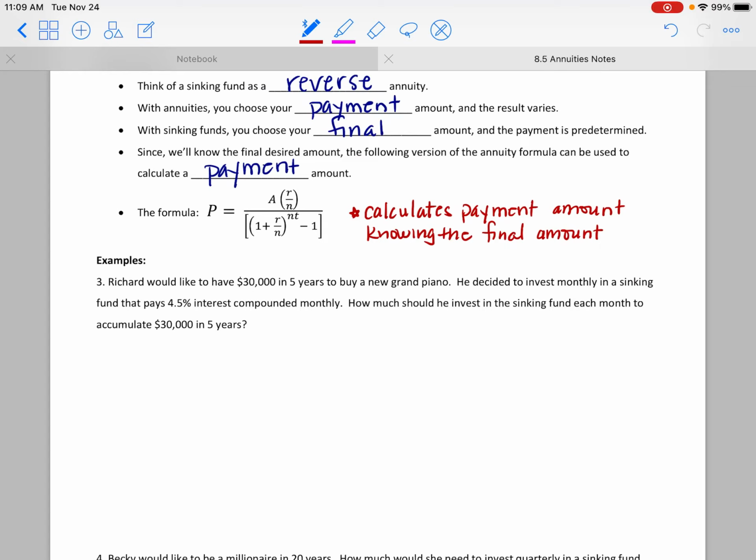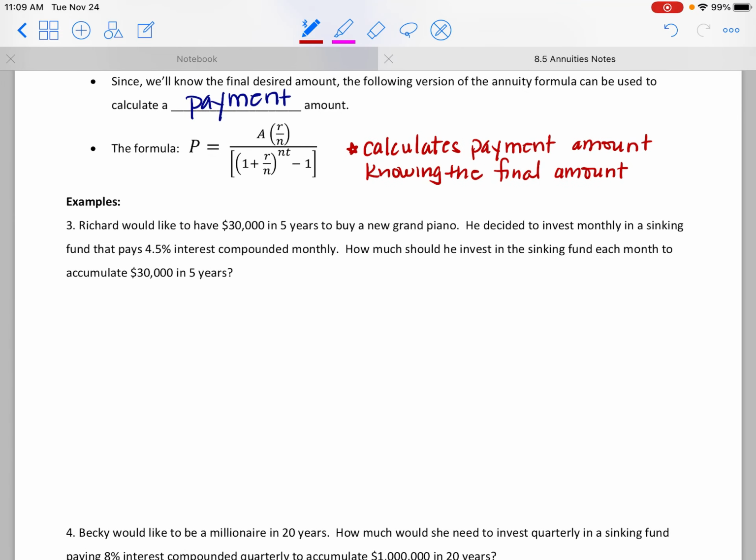Okay, so for example, we've got Richard. He would like to save $30,000 in 5 years to buy a new grand piano, and he decides that instead of just saving the money on his own, he wants to invest monthly into a sinking fund that pays 4.5% interest compounded monthly. He knows he wants to get to $30,000. What we have to do is figure out how much he's going to have to invest in this sinking fund every month. What is the payment he has to make monthly to accumulate $30,000 in 5 years?